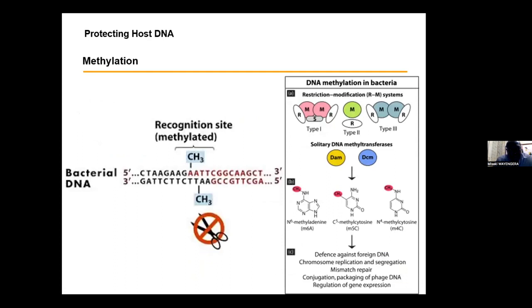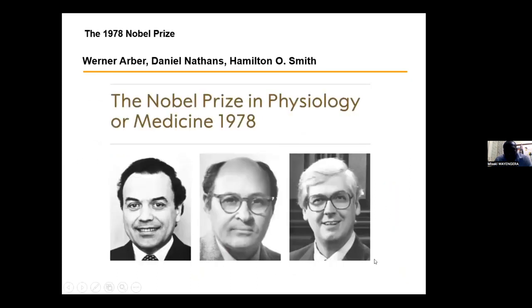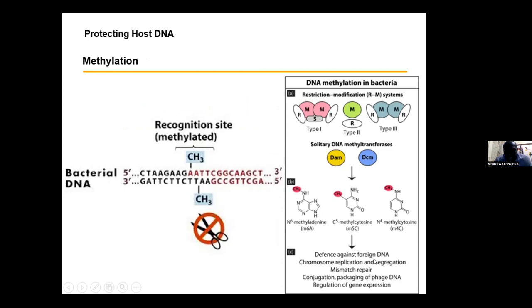So the methylation literally is the process, and this is exactly what I was trying to refer to, that when the host DNA is methylated, it is protected against cleavage by the restriction activity of the endonuclease. So on the side here, we see that there are about 4 types of restriction endonuclease systems.